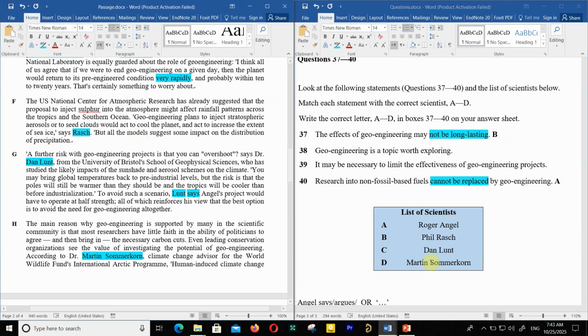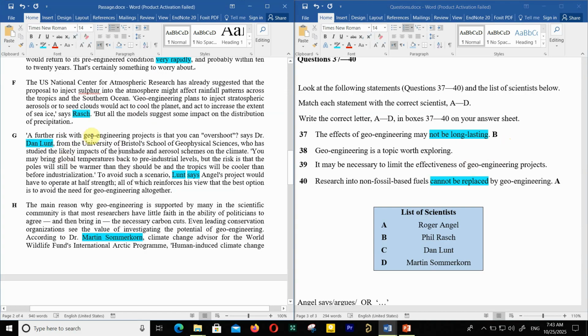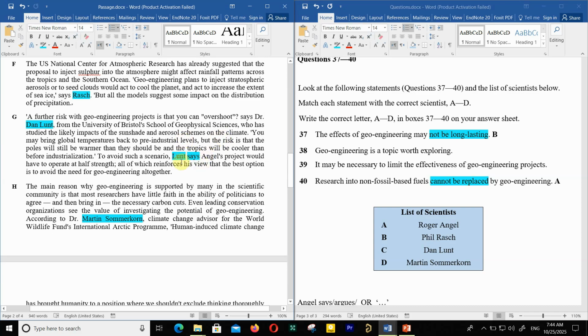Now, how about Lunt? Lunt again had two statements, so remember that this is passage 3. It's probably a difficult one to answer. A further risk with geoengineering projects is that you can overshoot, says Dr. Dan Lunt. So, geoengineering is a topic worth exploring. No. It may be necessary to limit the effectiveness of geoengineering projects. No, nothing is there.